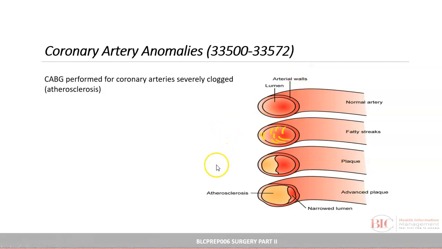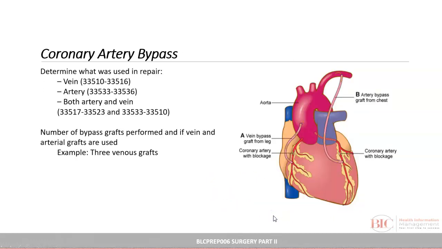And this illustration, again, I know a lot of people always ask, what is atherosclerosis? And I thought this was a really good illustration. A normal artery here being at the top, fatty streaks, plaque, and then when they have full atherosclerosis, you see how narrow the blood is able to get through. So that's the reason why they do that.